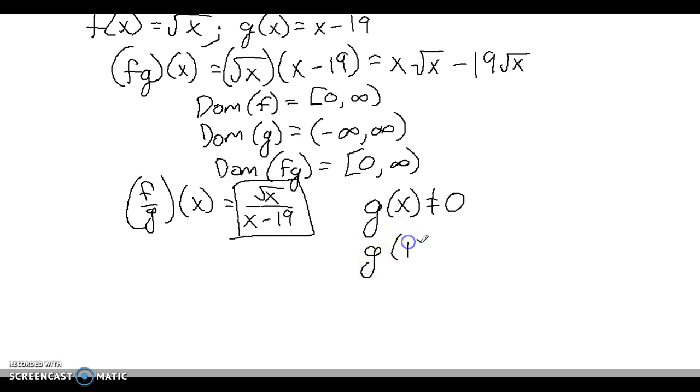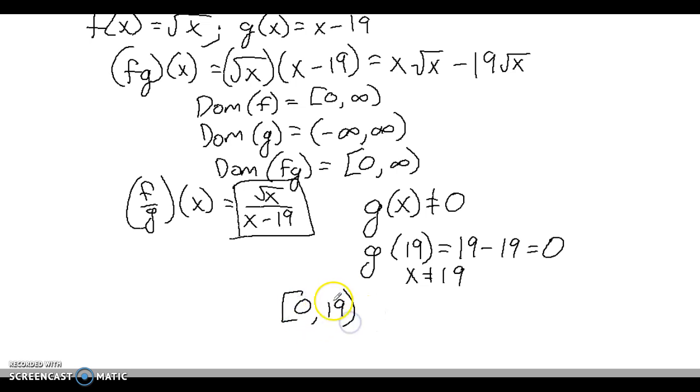If x is 19, we have 19 minus 19 on the bottom, which is in fact 0. So we know x cannot be 19. The next thing we need to check is, is 19 in this basic domain? So we started with this domain, and if 19 is in there, we need to exclude it. If 19 is not in there, we don't. Well, 19 is there, so we're going to write our domain as 0 until 19. Do not include the 19. We're skipping over it and going to infinity.